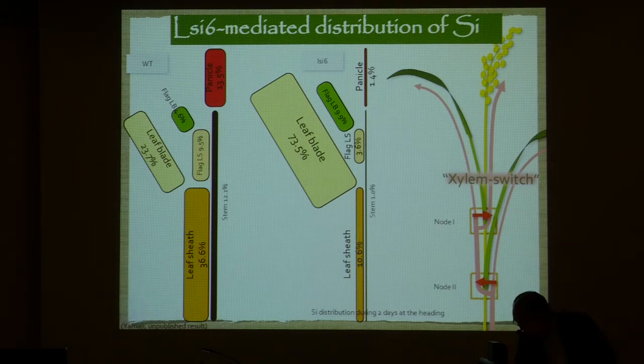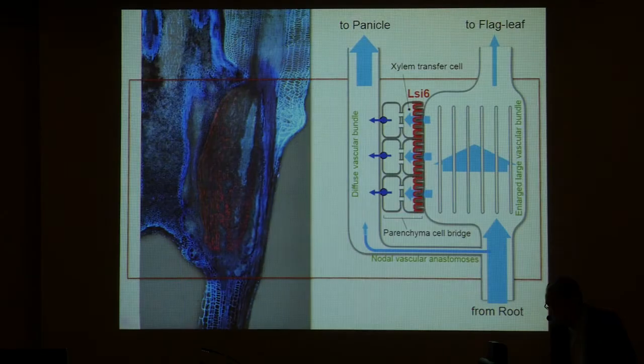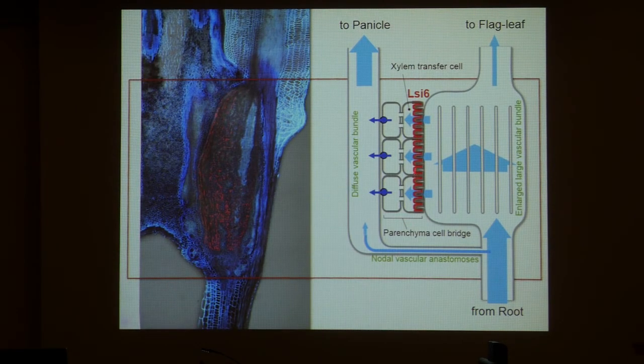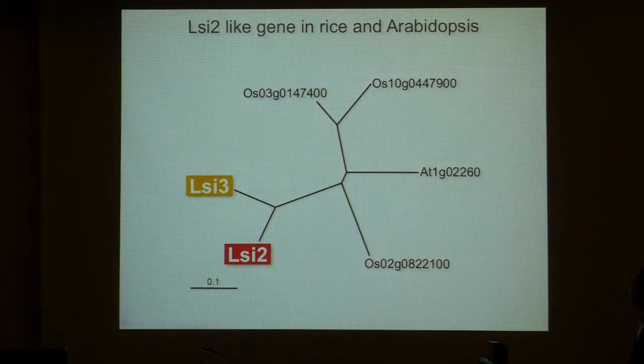Okay? So from this result, we can conclude that Lsi6 localized at the xylem transfer cell plays a very important role in the intervascular transfer from the enlarged vascular bundle to the diffuse vascular bundle. Especially, it plays a very important role in unloading silicon from the enlarged vascular bundle. And then we also investigated the other 2 genes, Lsi2 and Lsi3.